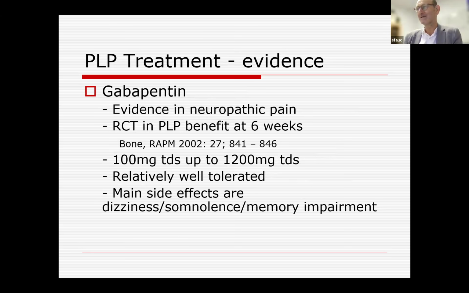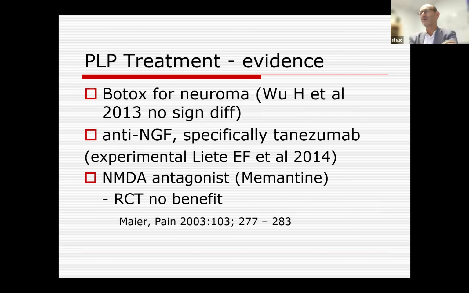An RCT in phantom limb pain showed a benefit at 6 weeks, but it wasn't followed up after that. So we don't know whether that would be of any benefit at a later point. So far, that's the only thing that seems to work in the short term. Botulinum toxin was used in a randomised controlled study and wasn't found to be of any benefit. Some of the biologicals were tried, but again, this didn't show any specific impact. And memantine, which is an NMDA blocking drug used in Alzheimer's disease, showed no improvement.